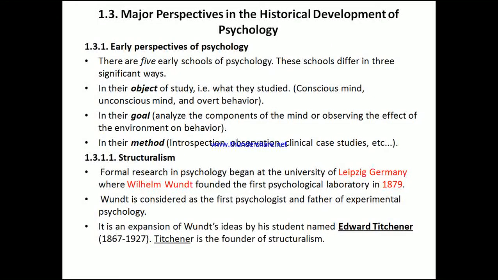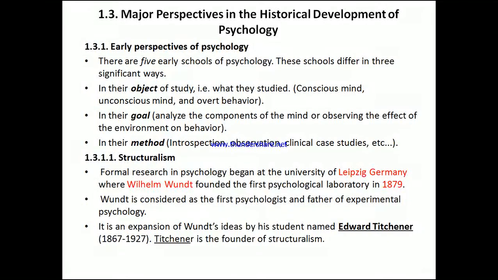One of the differences between these five early schools of thought is their object, or the area of their subject matter: what they study, or what psychology should focus on. The other is that they are different in their goals. That means what their ultimate goal or aim is that psychology should achieve. The other is the methodologies that are used to study behavior. So they differ based on this. Let's see the details of each school of thought.